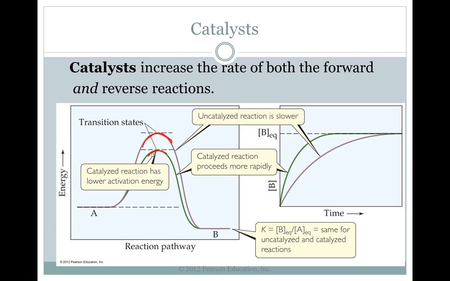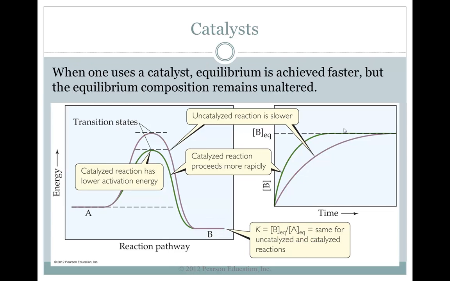The end result is still the same. So its starting point and ending point is still the same. So the equilibrium constant is the same. It's just getting there at a faster rate. So here is if it was uncatalyzed, and here is if it was having a catalyst. It just jumps to that equilibrium point faster. When one uses a catalyst, equilibrium is achieved faster, but the equilibrium composition remains unaltered.